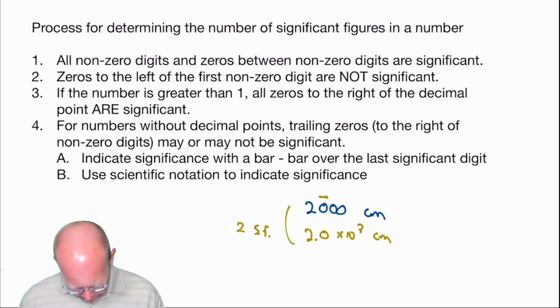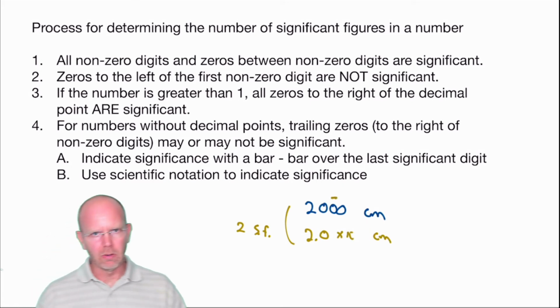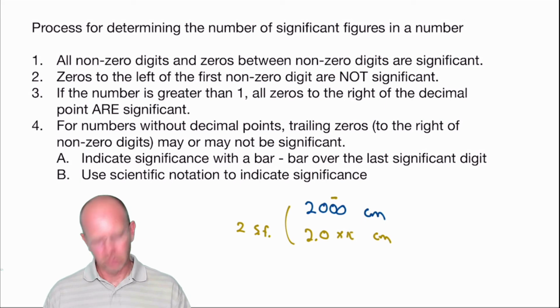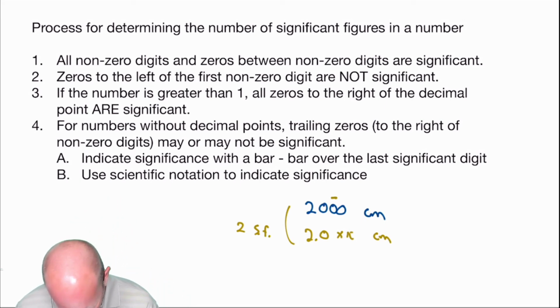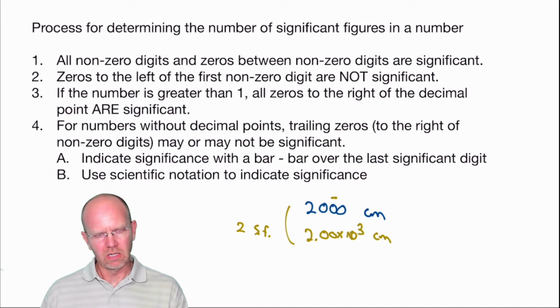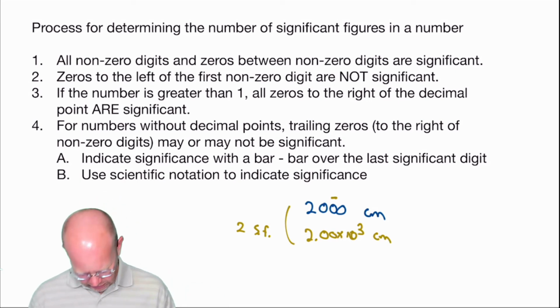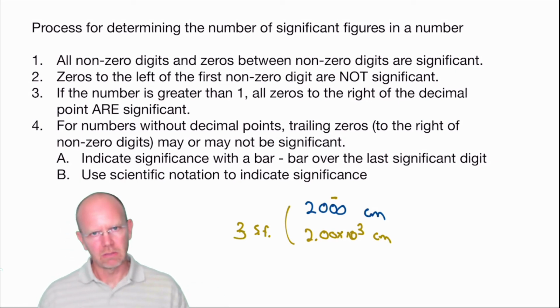So we could keep going with this, right? If we had a slightly more sensitive instrument, right, we could put a bar over there, so we're certain to the tens place. We're plus or minus 10 centimeters on that measurement. So here we could add one additional 0. 2.00 times 10 to the 3 centimeters would be an equivalent way of representing that number and the number of significant digits. Both of those numbers then have 3 significant figures.